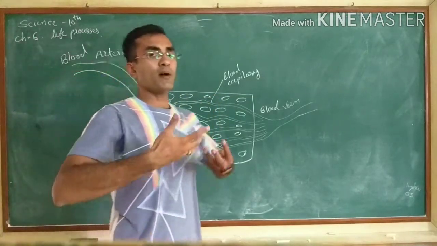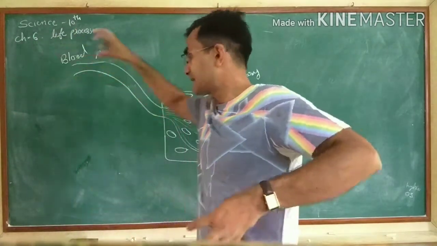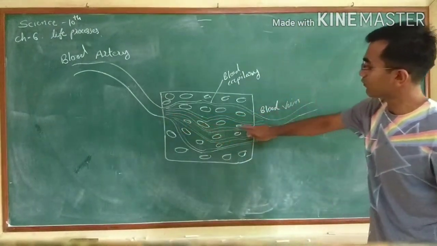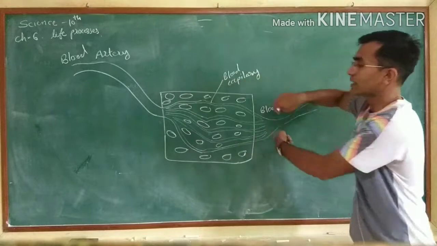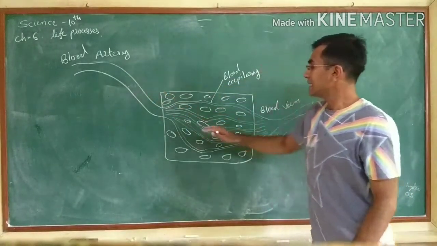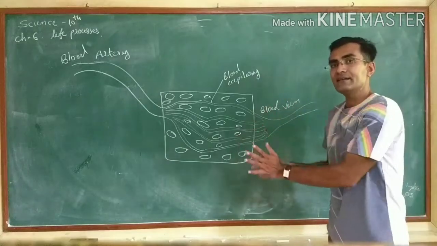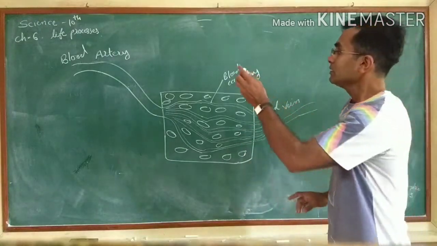This capillary forms a net-like structure inside the organ. These are the blood capillaries flowing from the organ that comes from the artery and join to the vein. Till this, you understand? Okay.